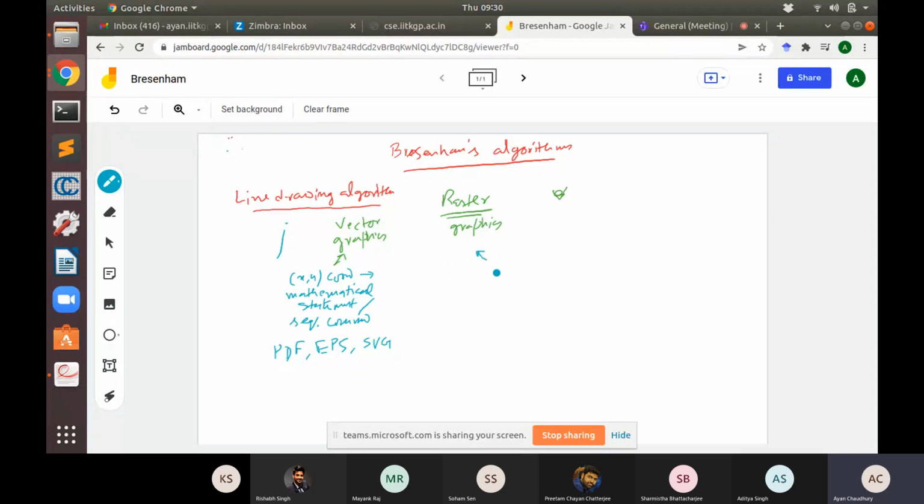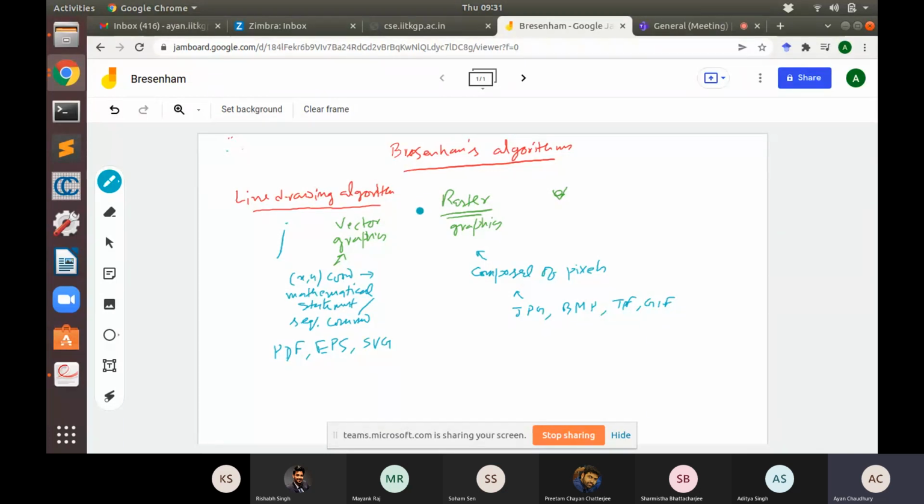And raster graphics uses a matrix of square areas to define where the features are located. That means it is composed directly of pixels. This format is very common. All formats like JPG, BMP, GIF, and all these things are raster graphics.